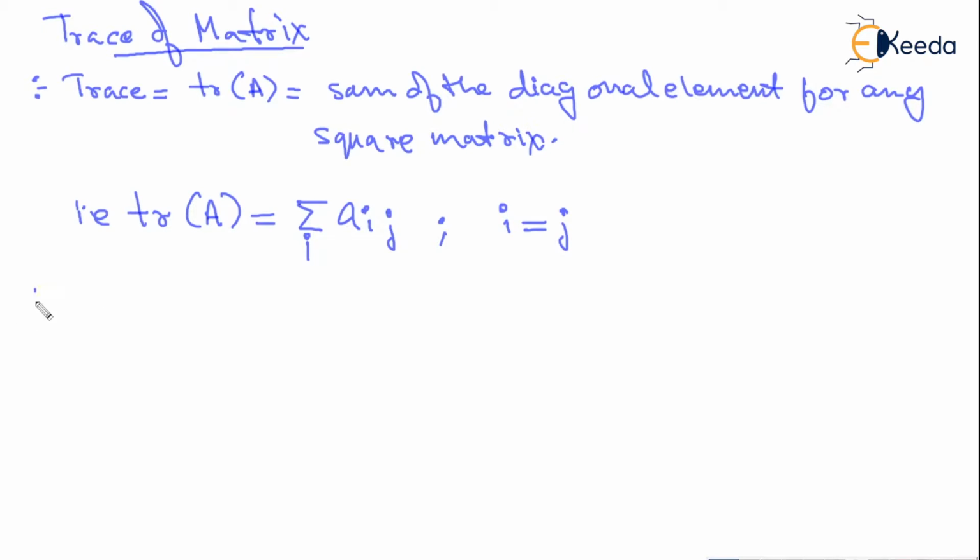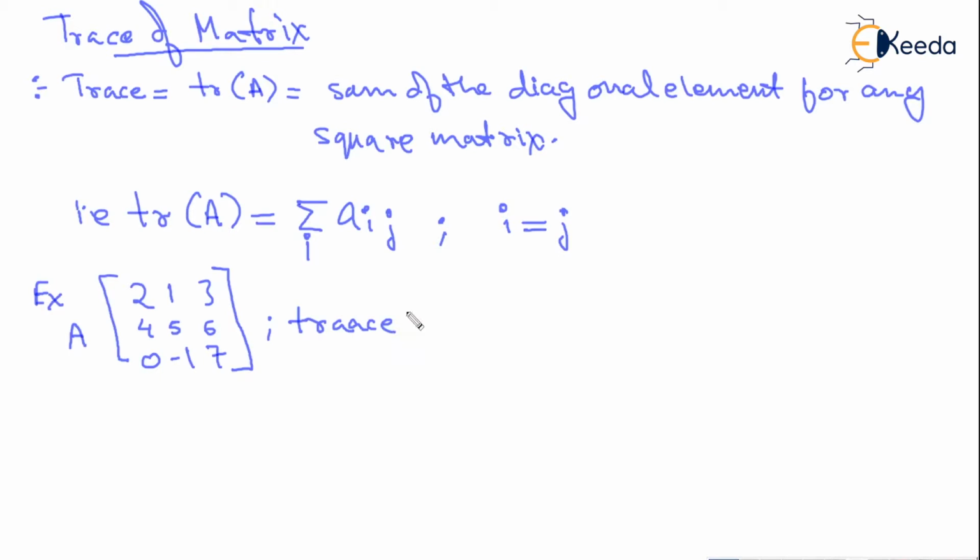So for example, if we have 2 1 3, 4 5 6, 0 minus 1 7, a 3 cross 3 matrix A, then the trace of A will be the sum of the diagonal elements. So 2, 5 and 7. 2 plus 5 plus 7, so this is 14. This is the trace, right? Let's see the properties.